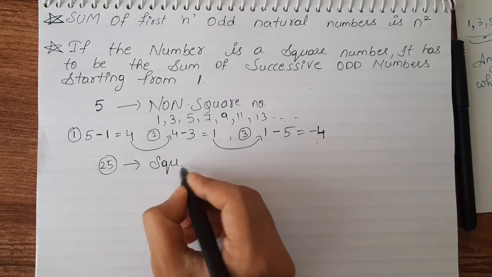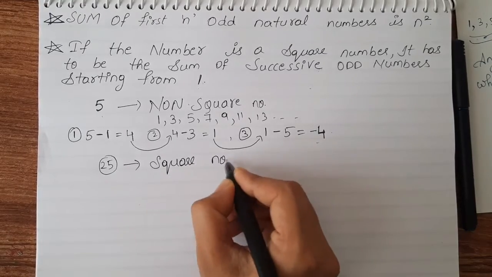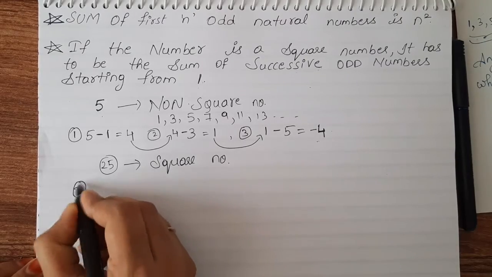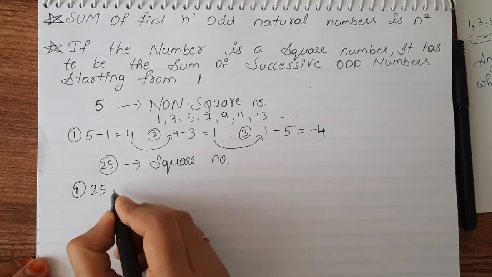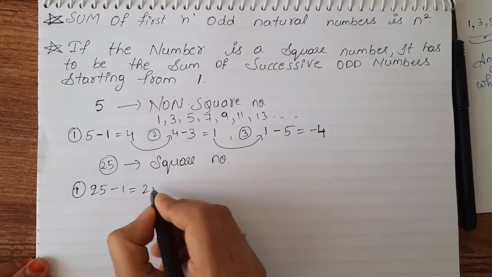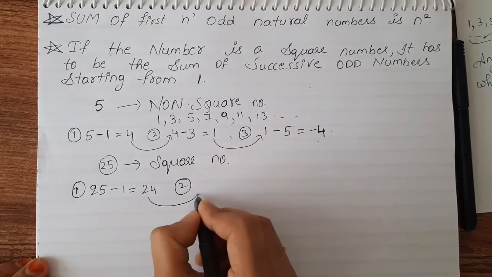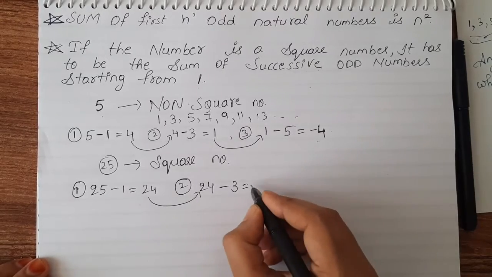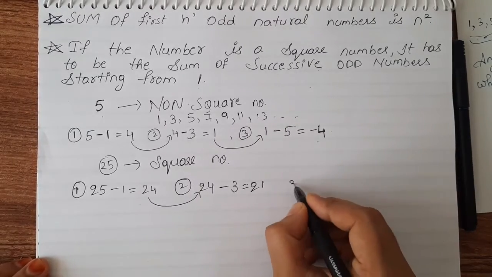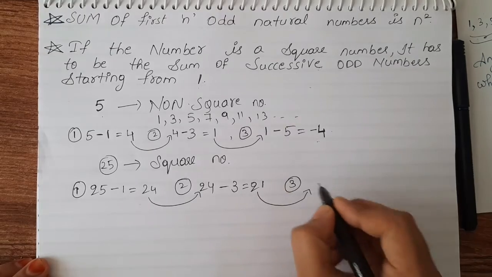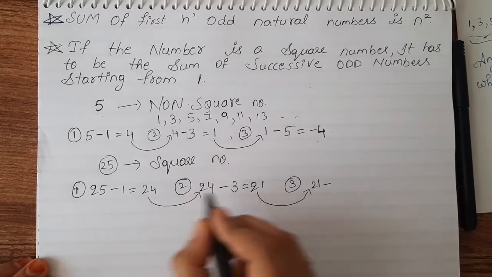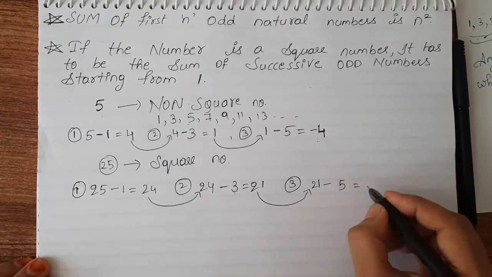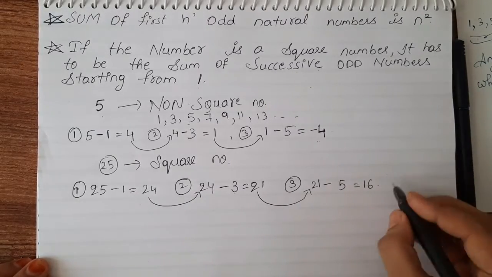We'll take a square number, 25. This is a square number, right? Now in the same way we'll subtract successive odd numbers from 25. 25 minus 1 is 24. We take this result 24. The next odd number after 1 is 3, and the answer is 21. Now the third step, we take 21 and subtract the next odd number, 5. The answer will be 16.